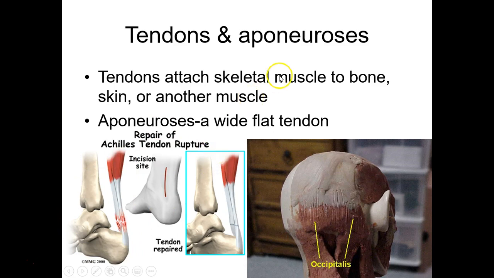So tendons attach skeletal muscle to bone or skin or another muscle, but mainly muscle to bone. An aponeurosis is a wide flat tendinous sheath. So this is an aponeurosis here. And this name of this epicranial aponeurosis above the cranium, there's an aponeurosis, right?